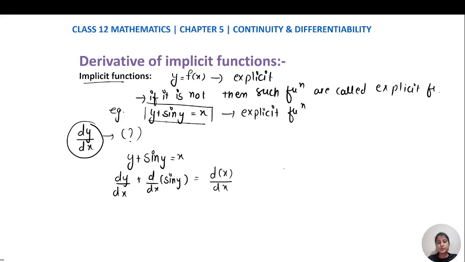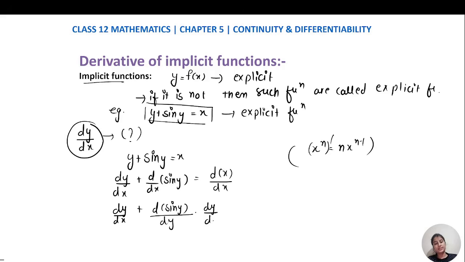Like we can easily use the standard form that I told you, that the derivative of x raised to n is n times x raised to n minus 1. By using that, its derivative is 1. So what we get is dy by dx plus, by using the chain rule here, it is a composition of sine and the y function. Differentiating sine y with respect to y, then differentiating y with respect to x, is just the chain rule. Then the derivative of dy by dx is nothing but 1.